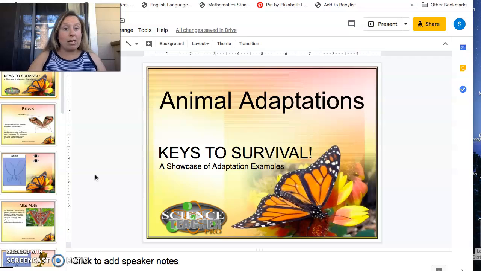So you should have printed page 20 from your lesson scans, or just create your own, that's okay too. And today we're going to go through together how certain animals survive. So this is called animal adaptations, the keys to survival.